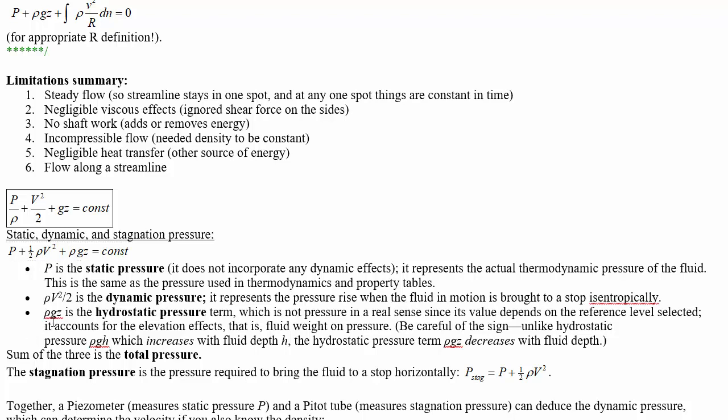Now, finally, rho g z, the last one, is called the hydrostatic pressure. You may recognize this from last time. This is not pressure in a real sense, since its value depends on the reference level that's selected. It accounts for elevation effects. That is, fluid weight on pressure. Be careful of the sign. Unlike hydrostatic pressure, rho gh, which increases with fluid depth h, the hydrostatic pressure term, rho gz, decreases with fluid depth. Now, how does that possibly make sense?